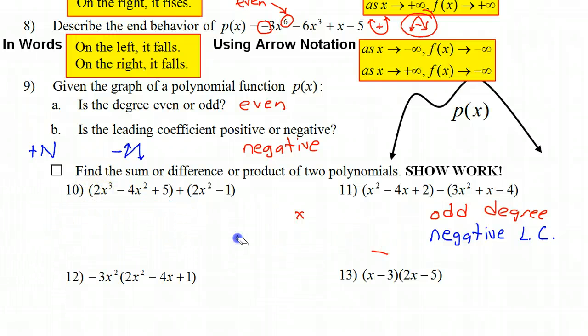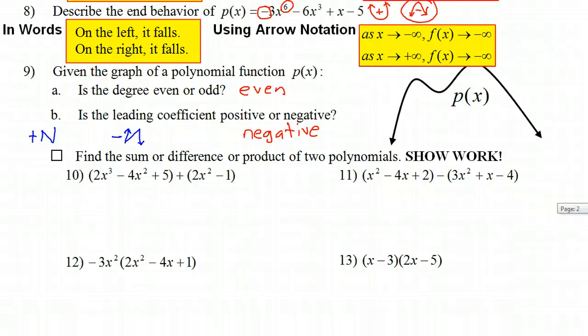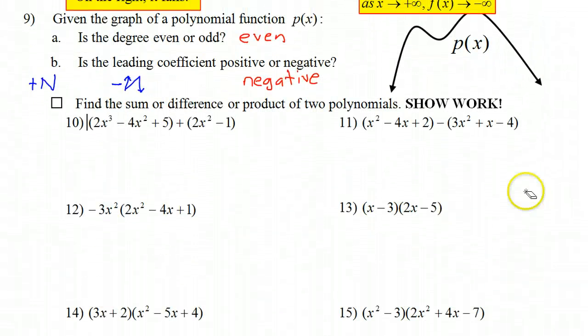Okay, that's the type of thing I want you to be able to do. You should be able to glance at any graph and tell me whether it's even or odd degree, and you should be able to tell me if it's negative or positive leading coefficient. All right, let's move on. Find the sum, difference, or product of the two polynomials.